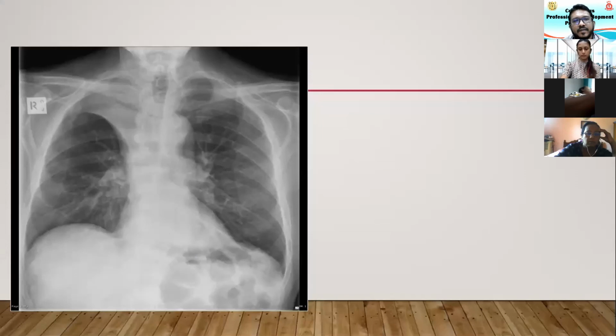And the main differentiating point would be the outline of the lesion. If it is spiculated, it has to be a primary lung mass. If it is well defined, it has to be a metastatic disease.